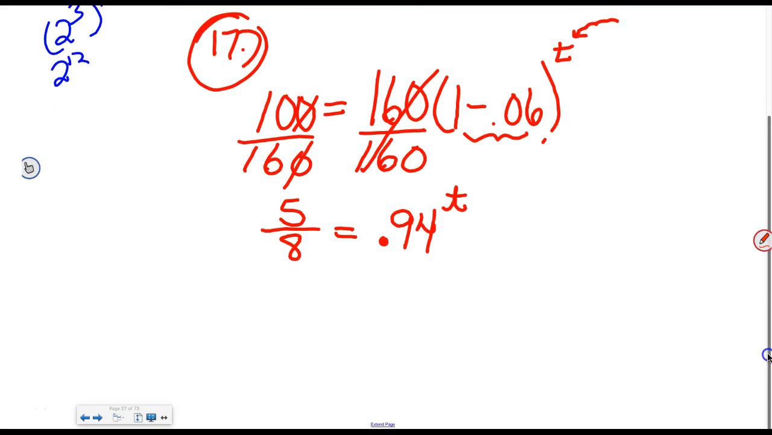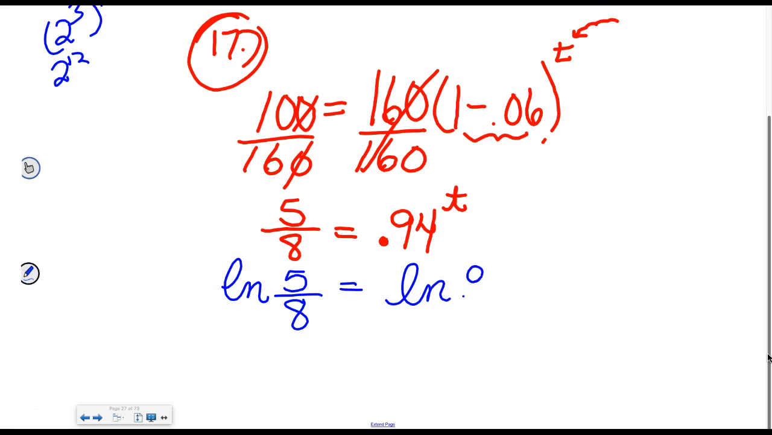Now, this obviously I can't get the same base. There's no way I'm writing 5/8 with the same base as 0.94. So I have no choice but to take the natural log of both sides. So I'll take the natural log of the left, and I'll take the natural log of the right. Remember, the reason that we do that is so we can disengage this variable from the exponent and plop it right in front. That's one of our 3 rules that we have.